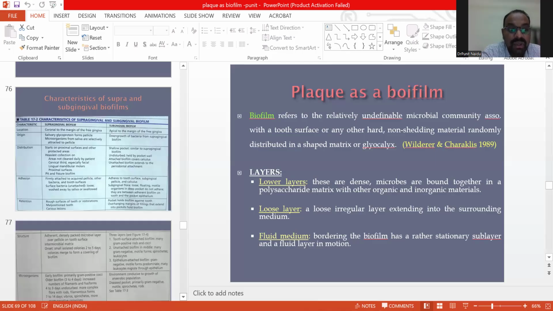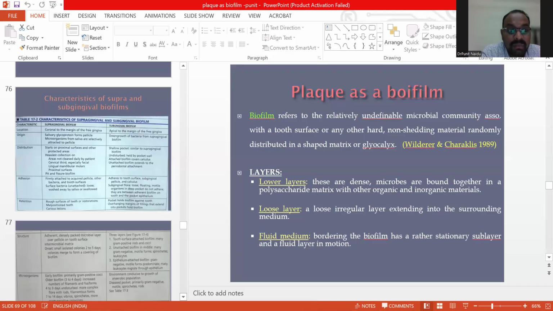The retention of supragingival biofilm is on the rough surfaces of teeth or restorations, malpositioned teeth, and carious lesions. The structure of supragingival biofilm is a densely packed microbial layer over pellicle on the tooth surface. And these are small isolated colonies forming between 2 to 5 days, and the colonies merge to form a covering of biofilm. The microorganisms are gram-positive cocci, and in older biofilm, these microorganisms are filaments and fusiforms.